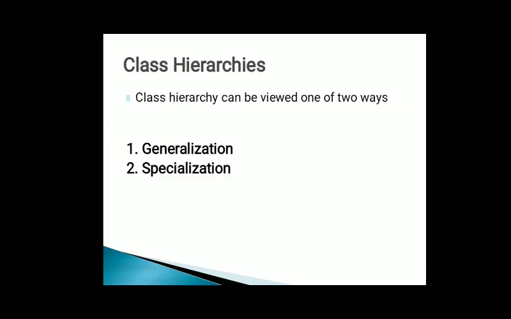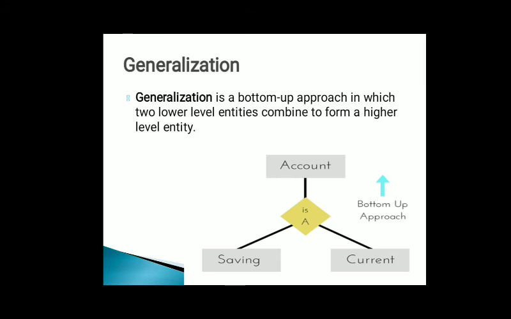Now class hierarchies. Class hierarchy can be used in two ways. First is the generalization and second one is the specialization. Okay, now we'll discuss first generalization. Generalization is a bottom-up approach in which two lower level entities combine to form a higher level entity. Means lower level entities combine with each other and form one entity, that is the upper level entity shown in the figure. That is, saving and current are two types of accounts and they form the account, right?